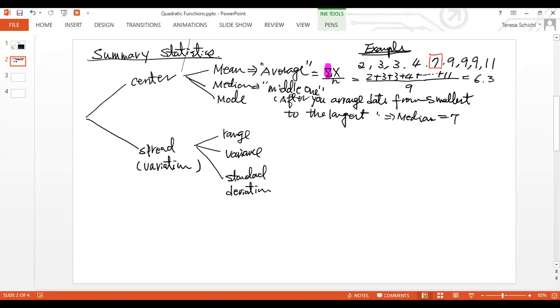Somebody will say, hey, how about if I have an even number of values in the data? Where is the middle one then? You just average the middle two, right? So that is the median here.